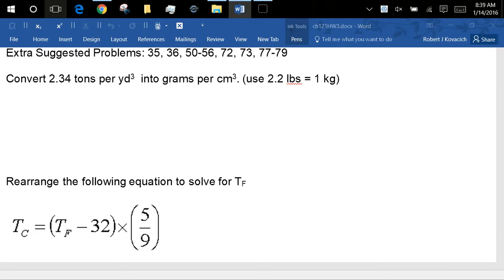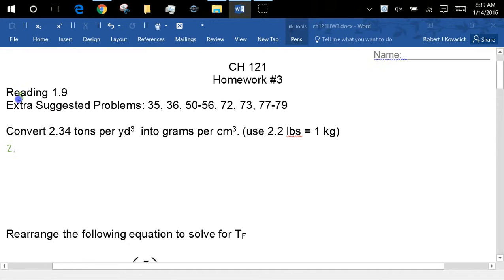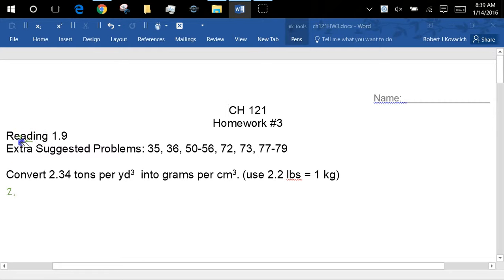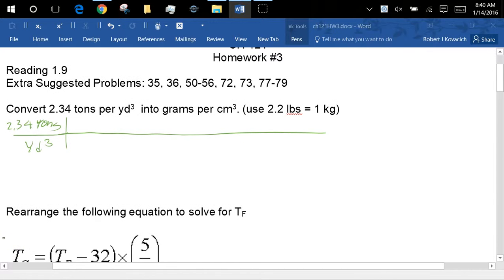Okay, so I'm given 2.34 tons per yard cubed. All right, so what do you want to get rid of first? Tons. Okay, so I gave you a unit conversion to go from pounds into kilograms, but we can go from tons into pounds and then into kilograms. So where do I put the ton unit to get it to cancel out with what I already have?